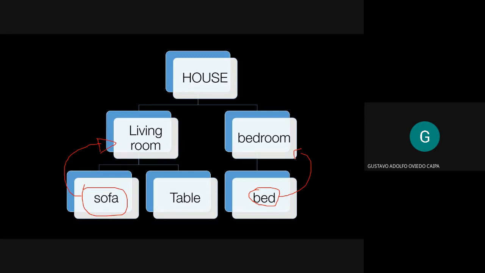But notice a difference between hyponyms and meronyms. If I try to say that a sofa is part of the living room, that's okay. But I cannot say that a sofa is part of a house because not all the houses need to have sofas, you see? But with the hyponyms, I can always say that, for example, a cow is an animal, but I cannot say that a sofa is 100% always part of a house.